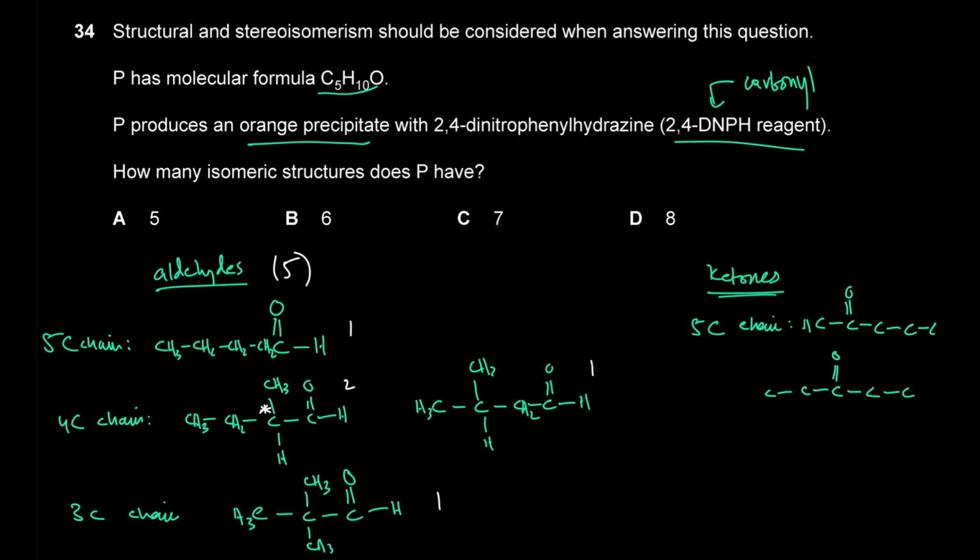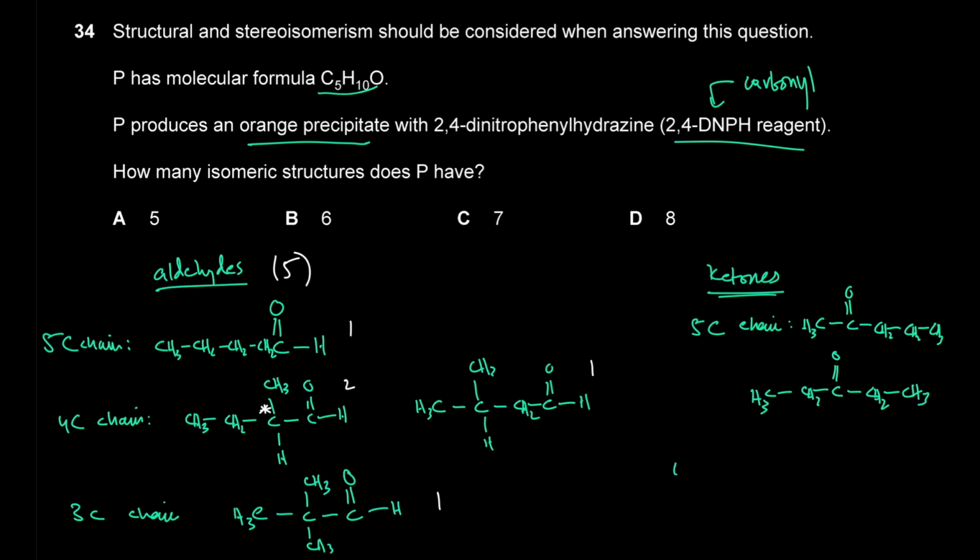It could either be pentan-2-one, which is the first one that I've shown, with CH2 and then CH3. Or it has to be pentan-3-one, which is just CH3, CH2, CO, CH2, CH3.